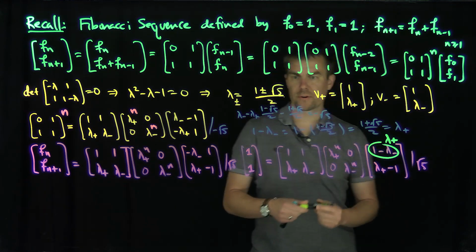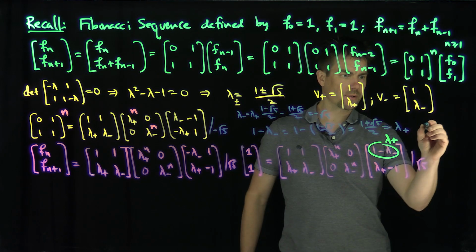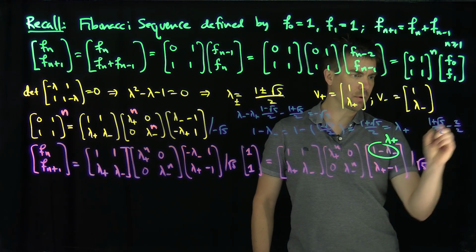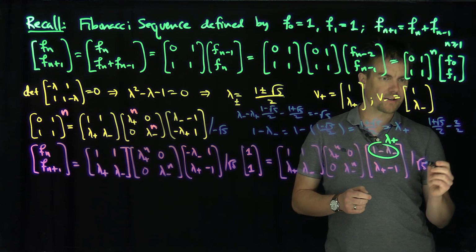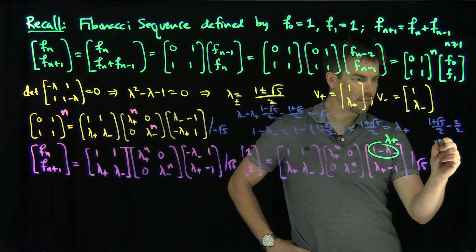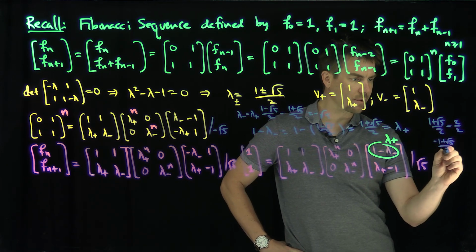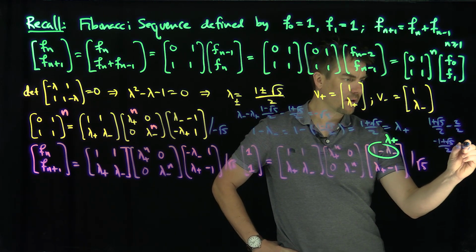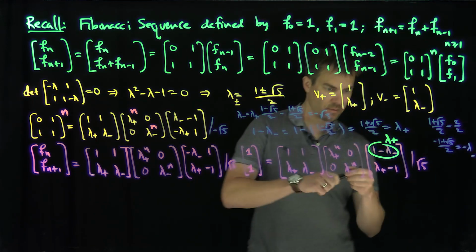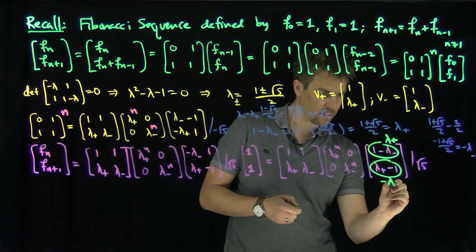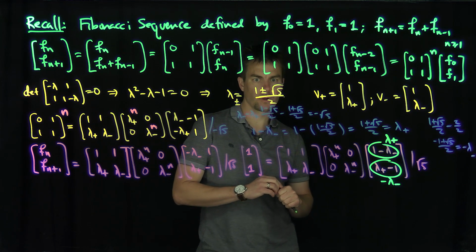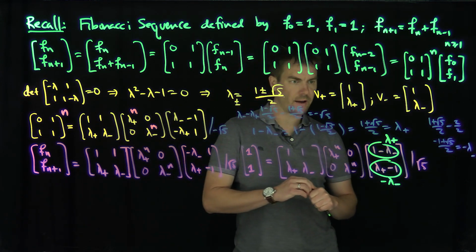And then if we did the other one over here, if I did lambda plus minus 1, so if I had 1 plus root 5 over 2, that's my lambda plus, minus 2 over 2, then what we're going to have is a negative 1 plus root 5 over 2, right? And that's a negative lambda minus. So this thing over here is negative lambda minus, over the square root of 5, right? Excellent. Great.